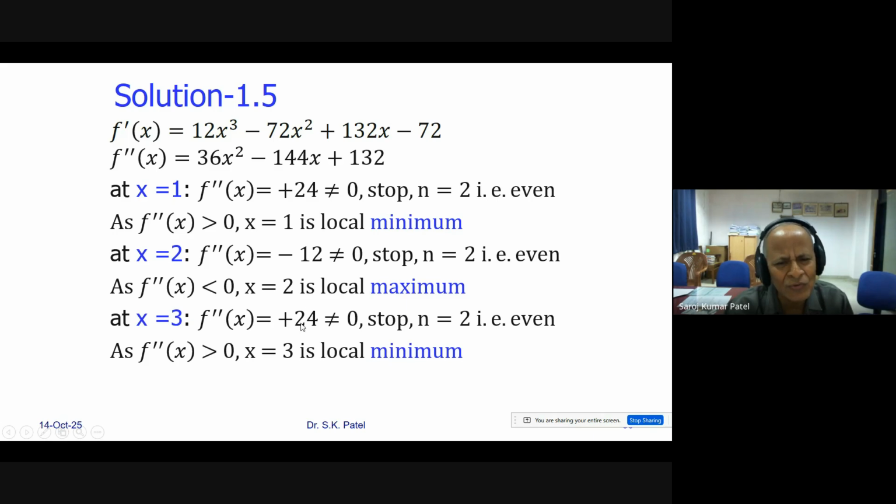Again, it is non-zero. So we stop here. N is equal to 2. Since plus 24 is a positive value, here we write down that f of x is a local minimum at x is equal to 3. So thus, here we will get two local minima, at x is equal to 1 and at x is equal to 3, and one local maximum at x is equal to 2. This is the way we find the optimal solution for an unconstrained optimization problem. And this is an analytical method.